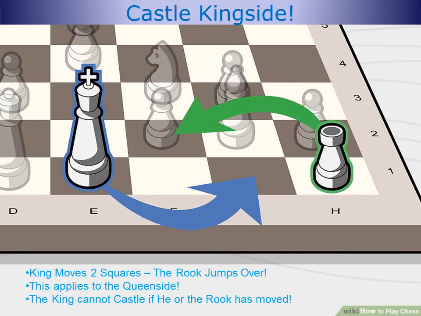Okay. Now, does that apply for the queen side? Yes. These wonderful Creative Commons pictures on WikiHow, they're absolutely fantastic. But there wasn't one for the queen side castling. But here's the way of doing it. The king still moves 2. And the rook jumps over. The rule doesn't change. The only thing that changes is you're going towards the queen side.